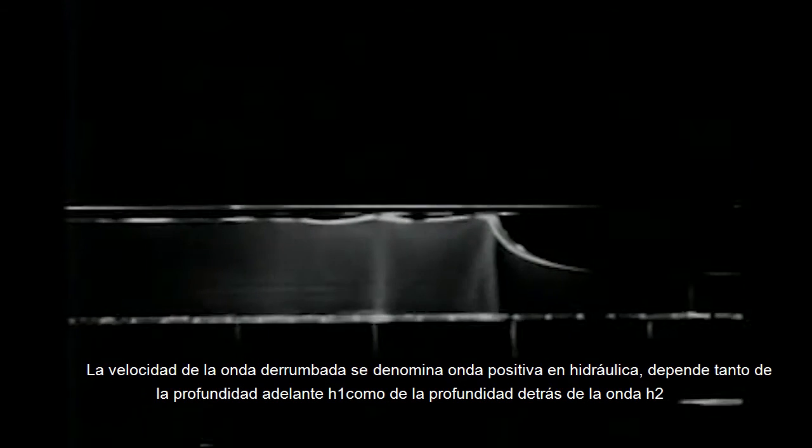The speed of the toppled wave, which is called a positive surge wave in hydraulics, depends on both the depth ahead, h1, and the depth behind the wave, h2. Here you see 3 channels with water 4 inches deep in them. We are going to send positive surge waves down these channels with depths behind the waves of 6 inches, 8 inches, and 10 inches. The larger the depth behind the wave, the faster the wave travels.